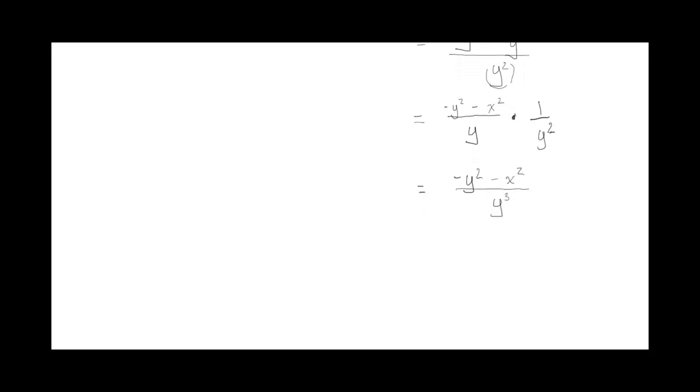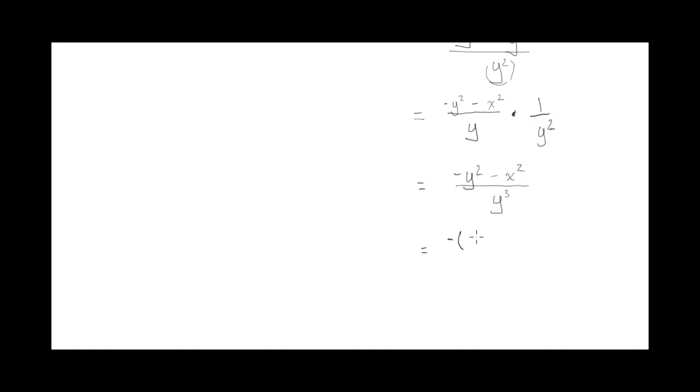Now in the numerator, notice I have two negatives, so I'm going to factor out a negative. And I'm just going to flip the order, so I'm going to write x squared first. So it's going to be negative x squared plus y squared, all divided by y cubed. And that's pretty good. That's basically what we've got.